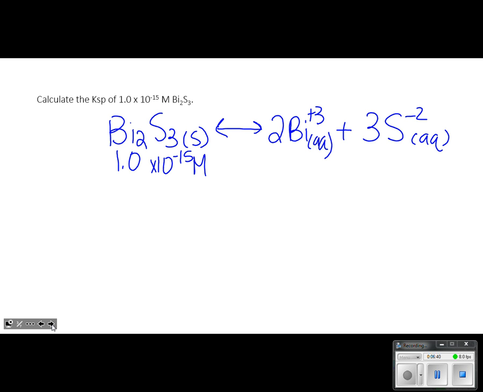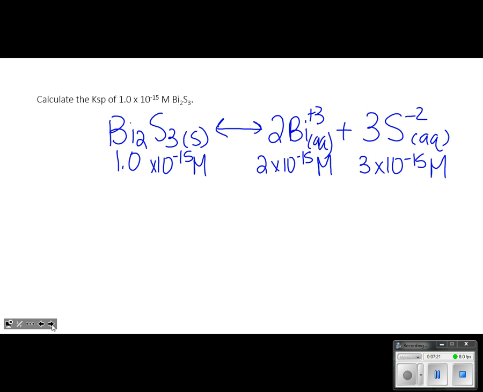So if there is 1.0 times 10 to the negative 15th molar of our solid, well, if you look at your bismuth, for every 1 bismuth sulfide, we get out 2 bismuths. That's going to double the concentration. So we'll take 2 times our molarity, or we'll get 2 times 10 to the negative 15th molar bismuth. And with our sulfide, notice that for every bismuth sulfide we put in, we get 3 sulfides out. That means that concentration needs to be triple the amount, or multiply it by 3. So we get 3 times 10 to the negative 15th molar.